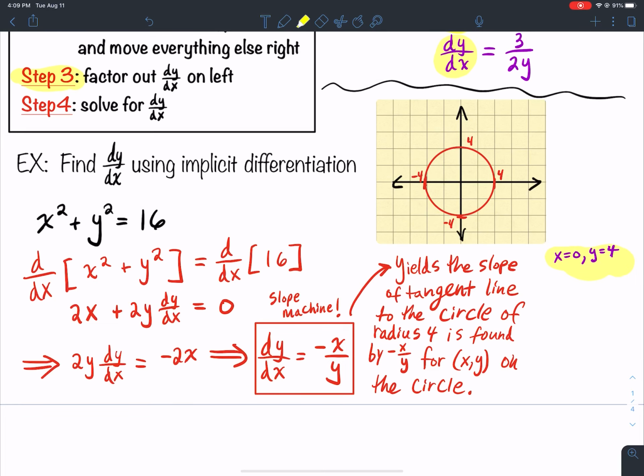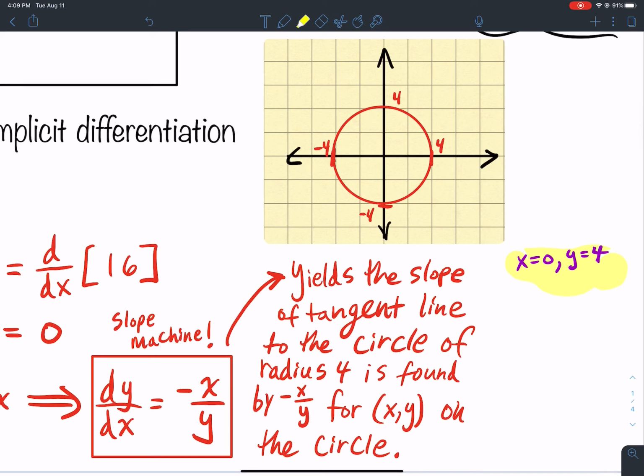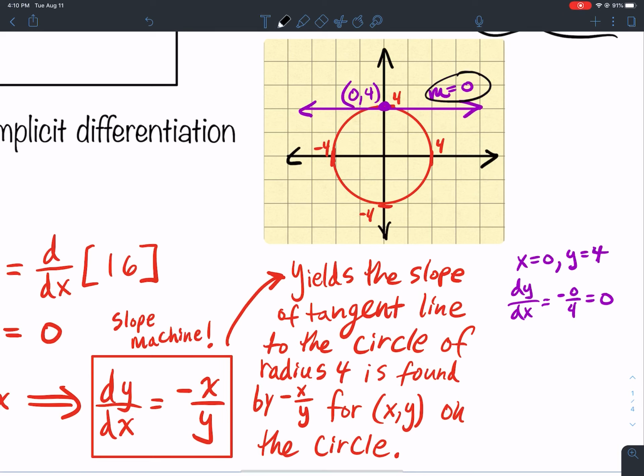So let's take a point, maybe (0, 4). So x equal to 0, y equal to 4. It would look as though that point would have some slope, 0, if I'm drawing a tangent line here. So let's plug it into our equation. dy/dx equals negative x over y, so x is 0, so that's negative 0 over y, which is 4, which is equal to 0. So that tells me that my slope should be 0 at that point, which makes perfect sense.